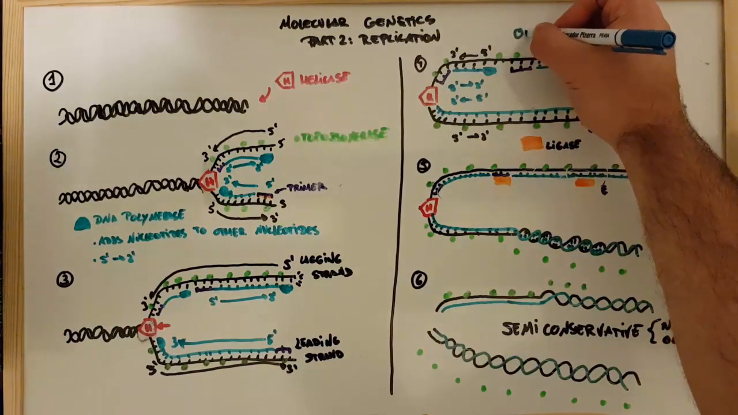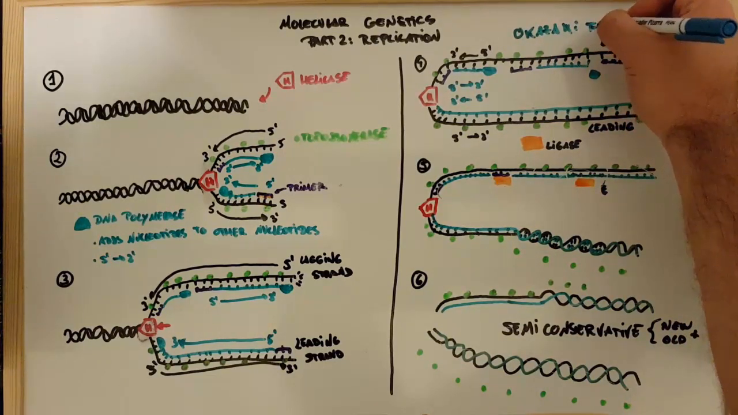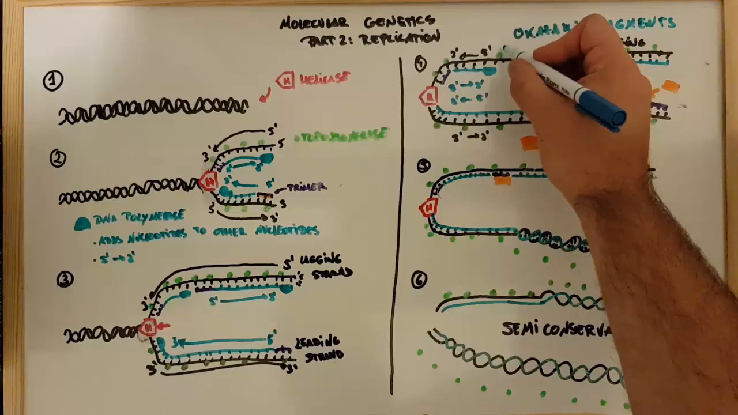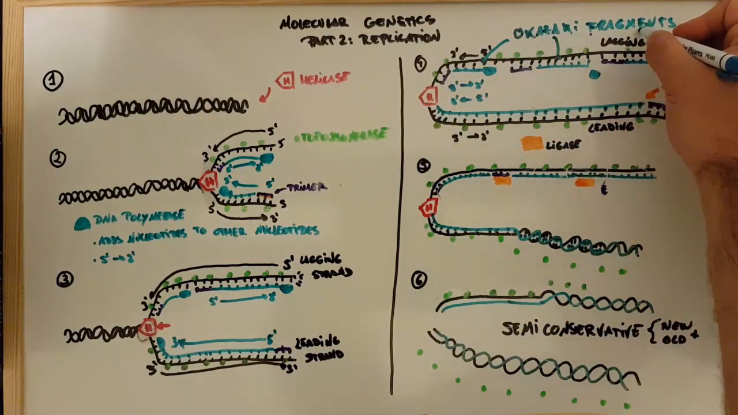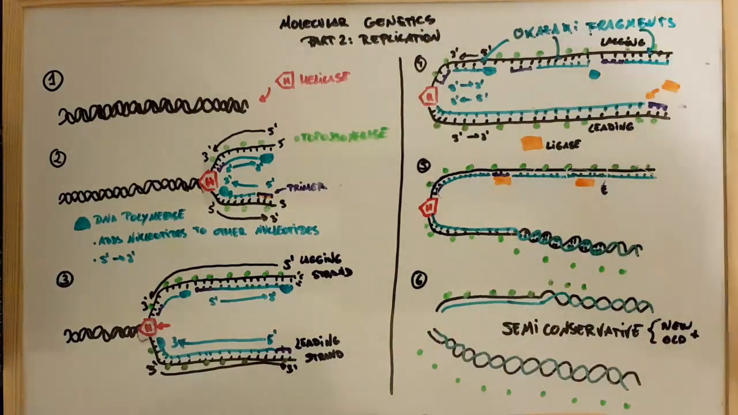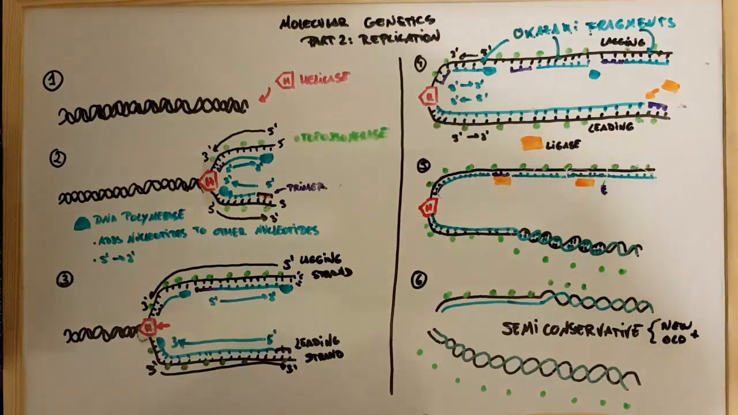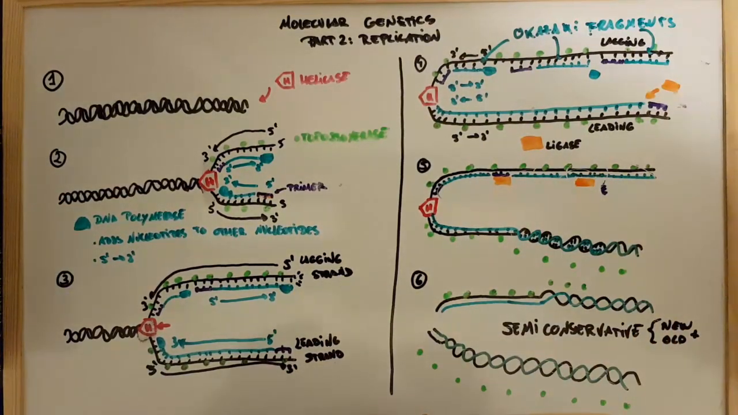I need to write it here. Okazaki fragments, okay? Those are going to be Okazaki fragments. How many Okazaki fragments can there be in a DNA molecule? Well, thousands of them, okay? Because DNA molecules are really, really long. Here we have only 3, 1, 2, and 3. But the Okazaki fragments can be thousands of them, okay?